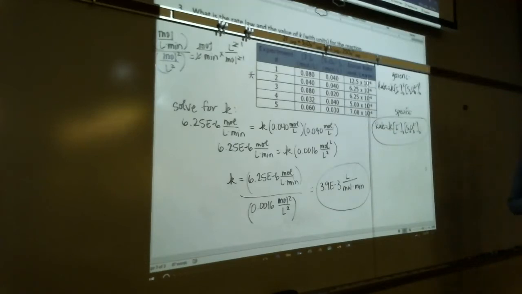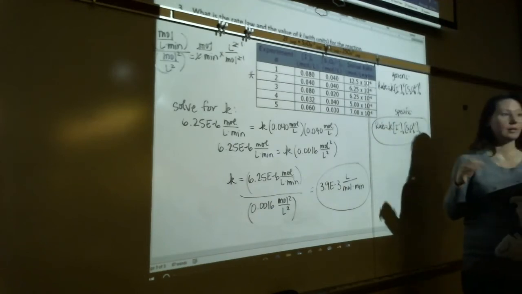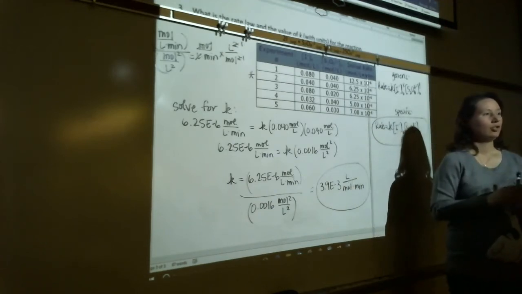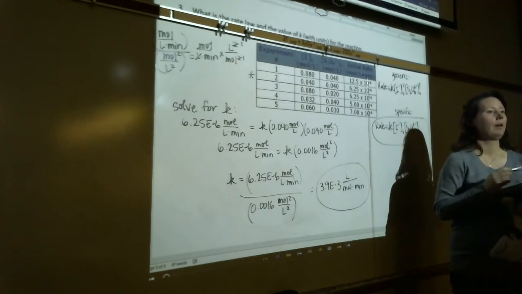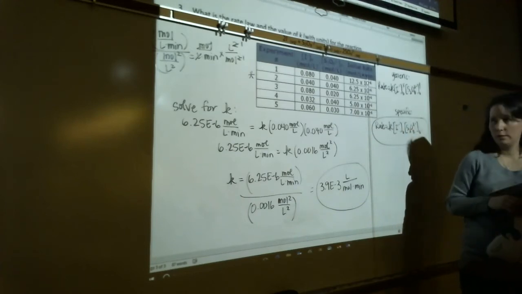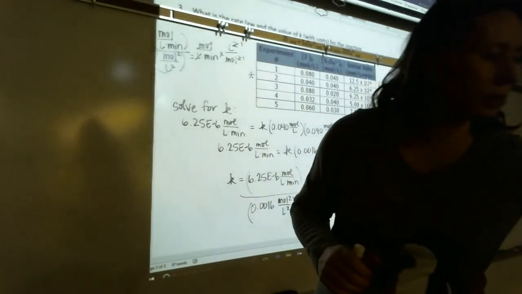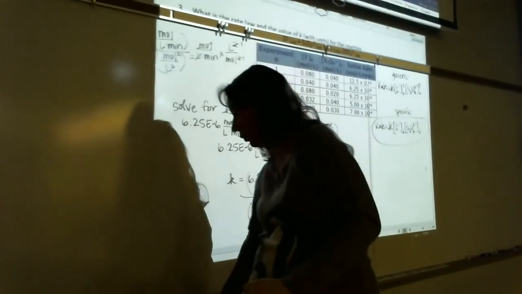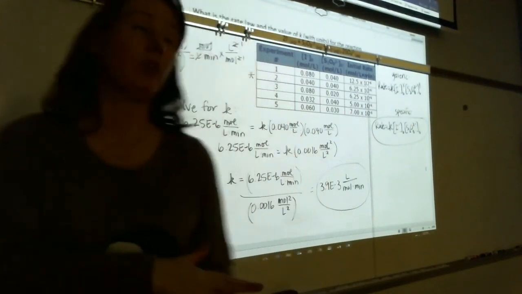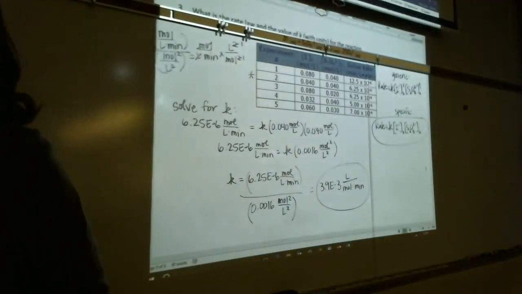How do we feel about number 3? How do we feel about method of initial rates in general? Generally speaking, feeling all right about it? Yes? All right, great. So I will scan these answers and I will post them on the website as a PDF. So if you want to look at it again without watching the video, you have that option.